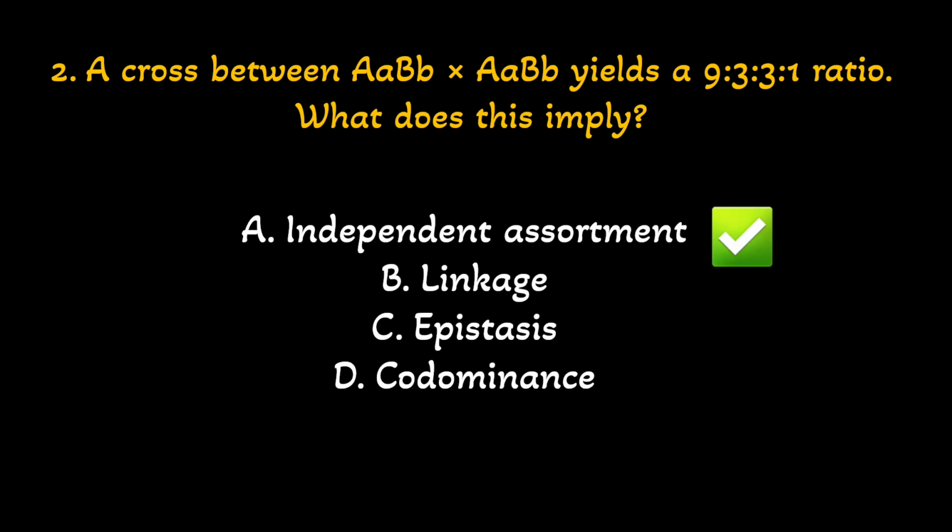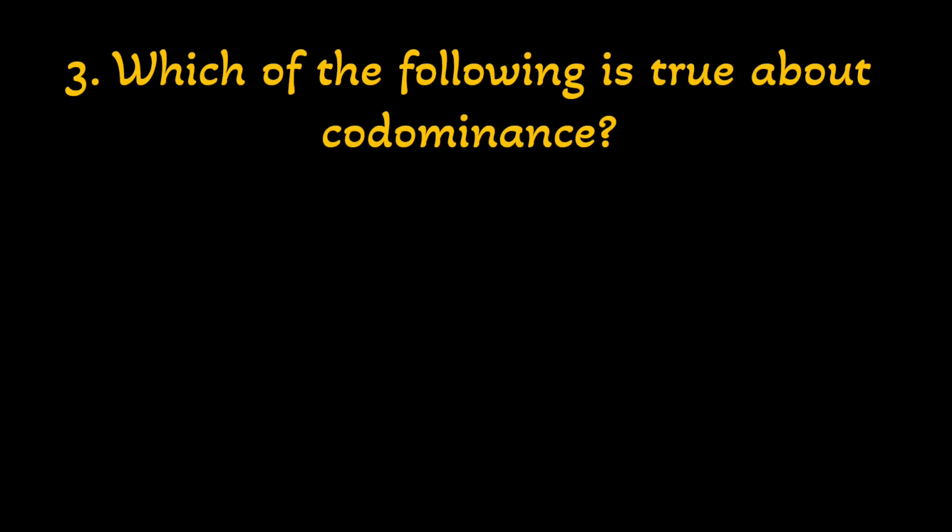And why? Because this 9:3:3:1 ratio is a hallmark of Mendel's law of independent assortment. It will occur when two genes that are located on different chromosomes segregate independently during the process of gamete formation. So this will produce four distinct phenotypes in a ratio of 9:3:3:1. So the correct option is A, that is independent assortment. Now let's move on to the third question.